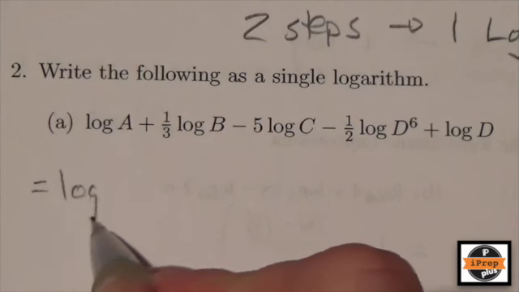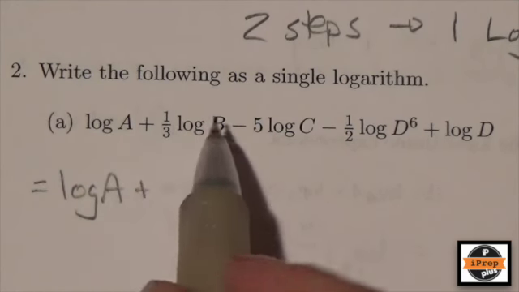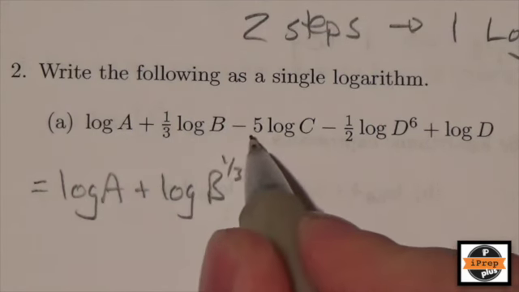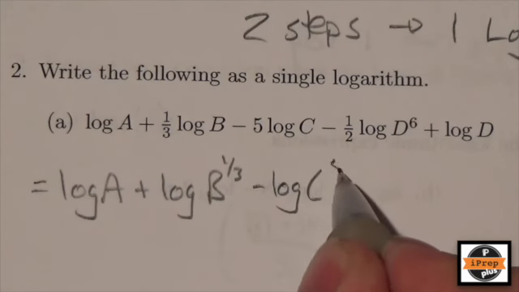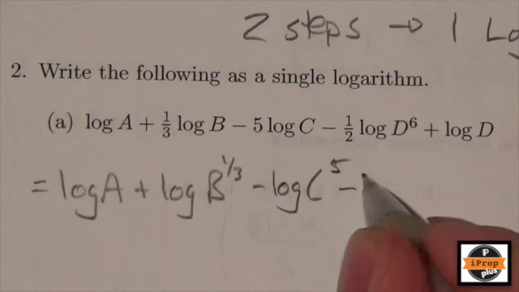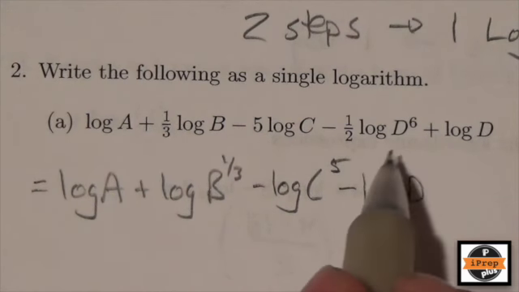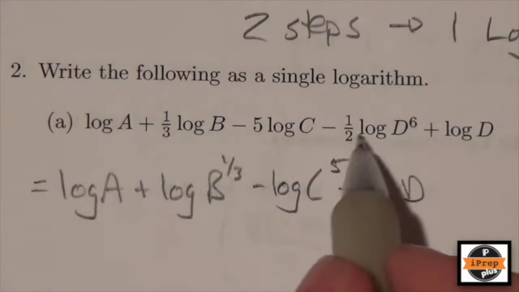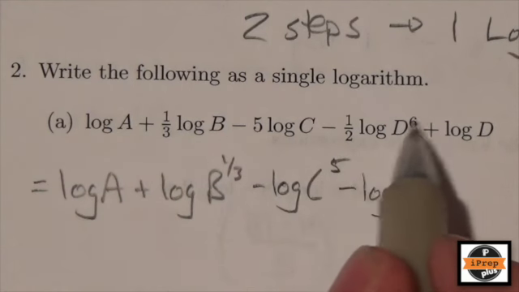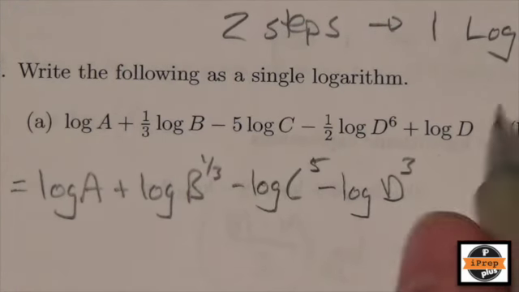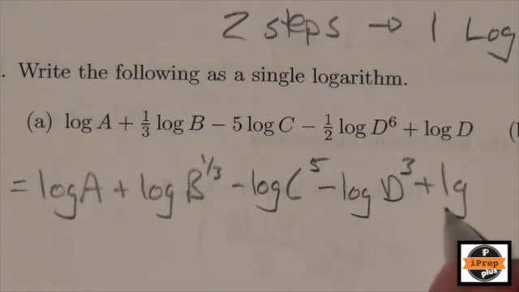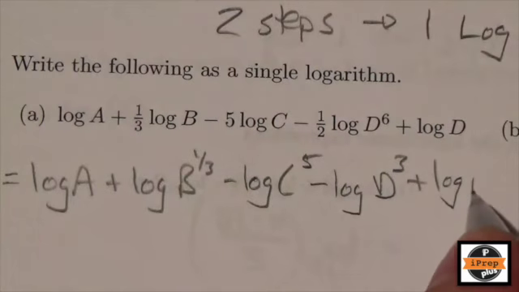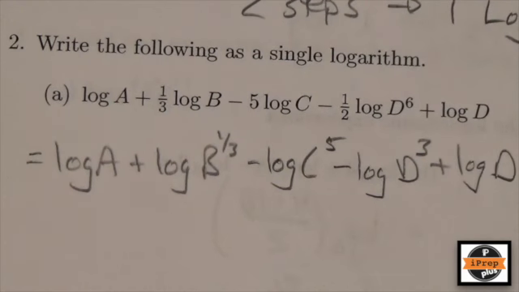So this is going to be the log of a, there was no coefficient there, plus that 1/3 is going to be bumped up, so this will become the log of b to the 1/3 minus, here's a coefficient that's going to get bumped up, log of c to the 5th, minus the log of d. Now here's an interesting one, because this is d to the 6th, and I'm going to bring a 1/2 up. Remember, these are going to be multiplied together. This is going to end up being a power of a power, so we're going to multiply those together, and that'll just be d cubed. And then we're going to have this plus, whoops, I have no idea why I wrote that without an O, the log of d.